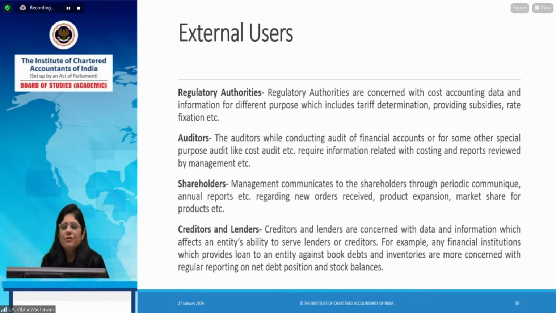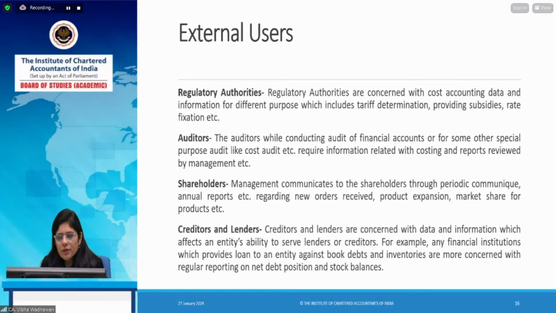Regulatory authorities are concerned with the cost accounting data and information, like for tariff determination and for providing subsidies. They need to have the cost information of the organization, of the products and services which they deal in. Auditors conduct audit of financial accounts, but yes, they do cost audit also, and they require information from the cost accounting records, reports and statements. So we have to make the reports and all the cost accounting for the auditors as well.